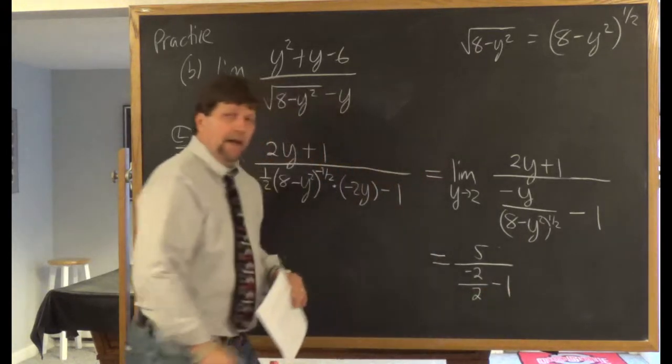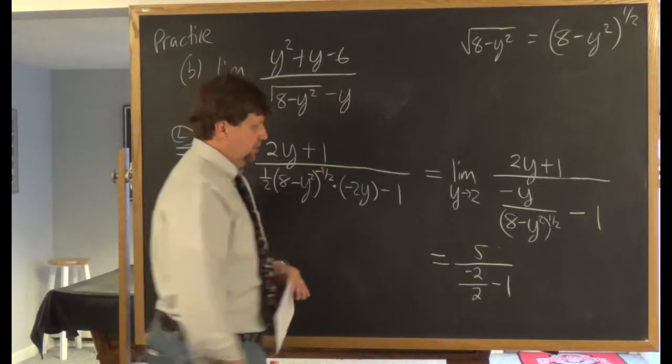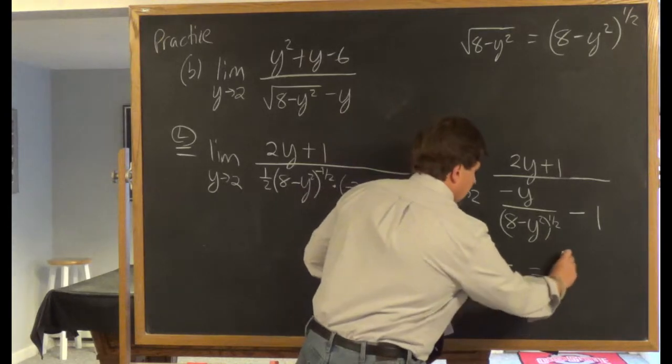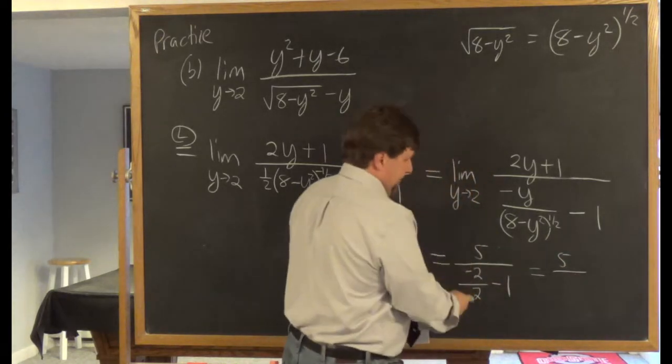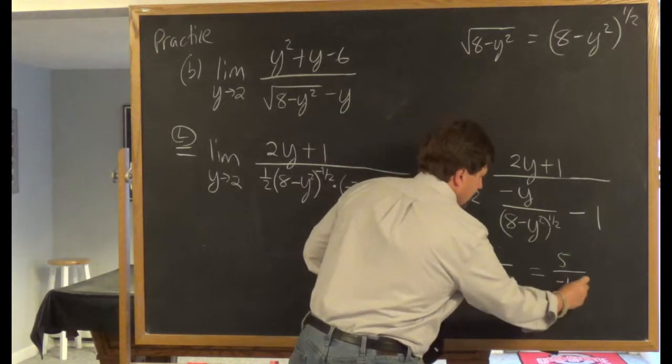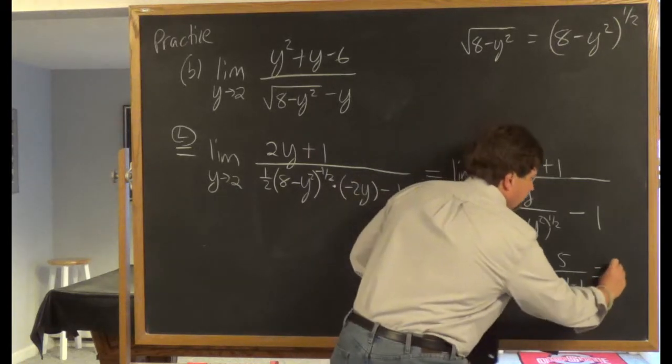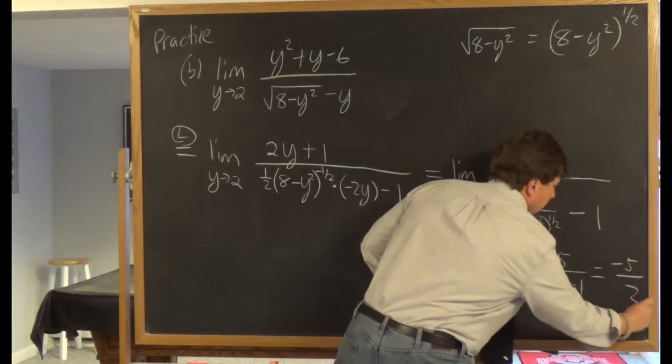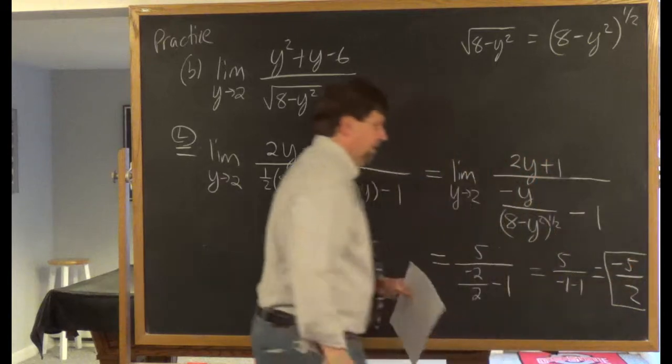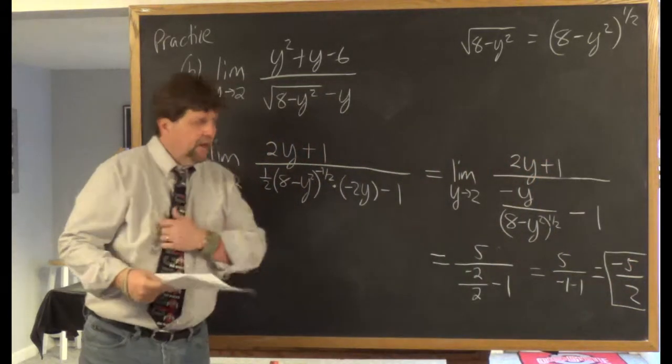Well, it looks like substitution's working here. So 5 over, see, negative 2 over 2, that's a negative 1, minus 1. We better get the limit of negative 5/2.